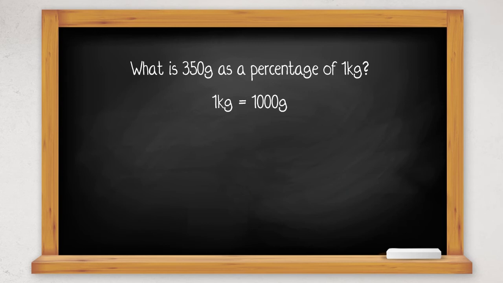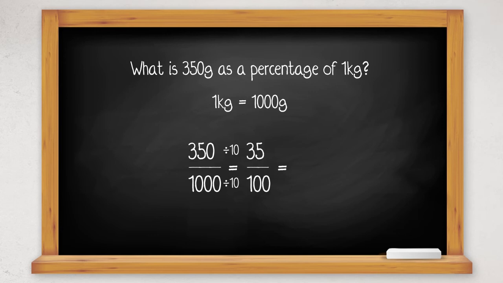So instead of writing 350 grams out of 1 kilogram, we write 350 out of 1,000, and now I can cancel down. Both numbers end in 0, so I can divide top and bottom by 10 to give 35 out of 100. I'm not going to cancel down any further because I have a fraction with a denominator of 100, which means the percentage is the top number, 35%.